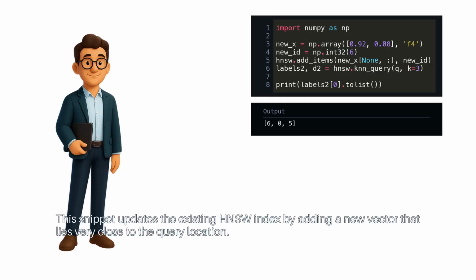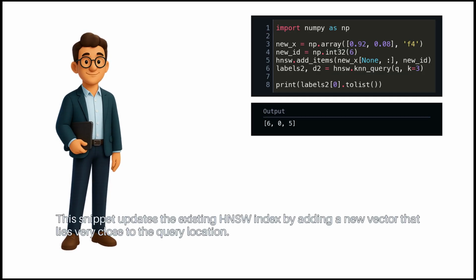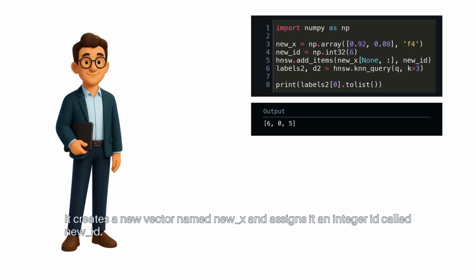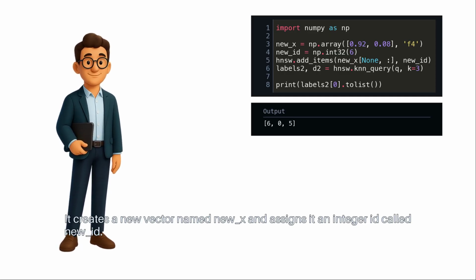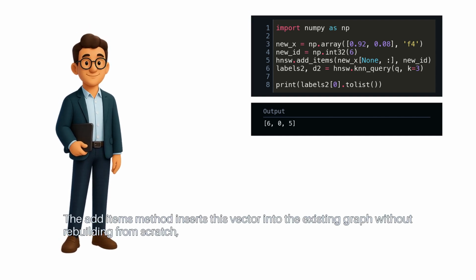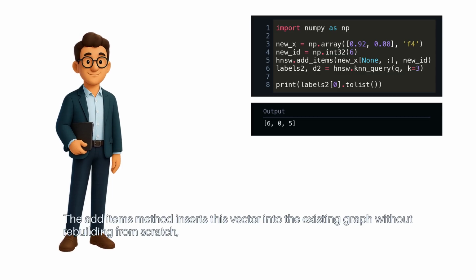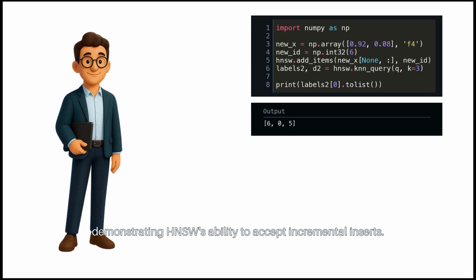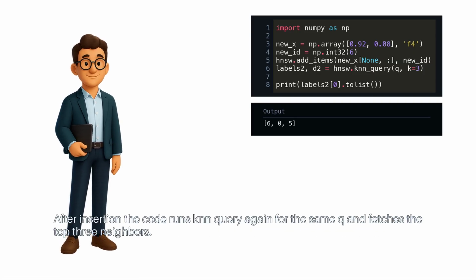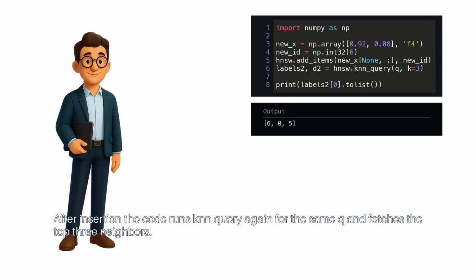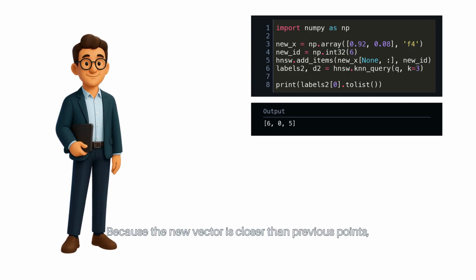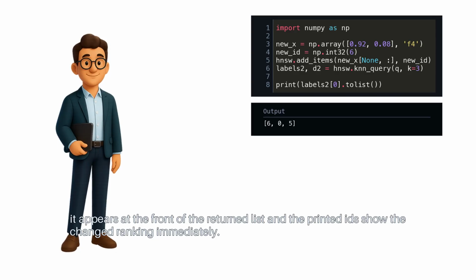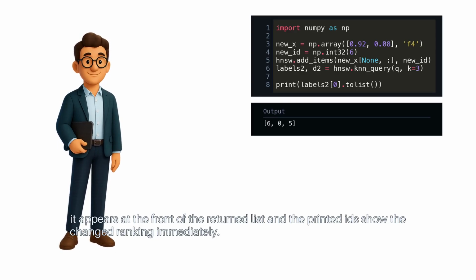This snippet updates the existing HNSW index by adding a new vector that lies very close to the query location. It creates a new vector named newx and assigns it an integer ID called newID. The add items method inserts this vector into the existing graph without rebuilding from scratch, demonstrating HNSW's ability to accept incremental inserts. After insertion, the code runs knn query again for the same query and fetches the top 3 neighbors. Because the new vector is closer than previous points, it appears at the front of the returned list, and the printed IDs show the changed ranking immediately.